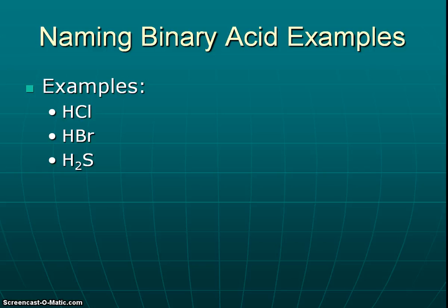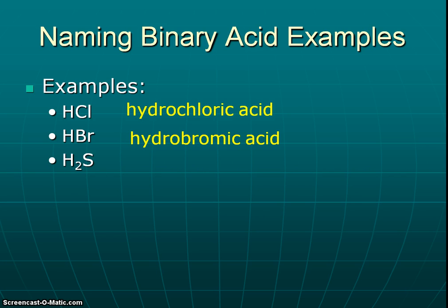So here are some examples. Again, we know that it's an acid because all of them start with H. And all you're going to do is say hydro and then fill in the blank. So the first one is hydrochloric acid. For the second one, again, we know it's an acid because it starts with H, and I see that it's just hydrogen and bromine, so I'm going to say hydrobromic acid. And the last one, even though there's a 2 on that, it still doesn't change the fact that it's binary because it's just hydrogen and sulfur. So you're going to say hydrosulfuric acid.